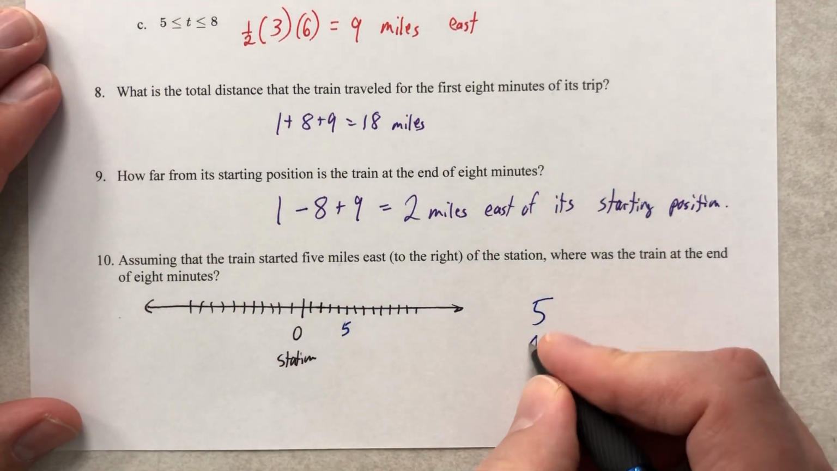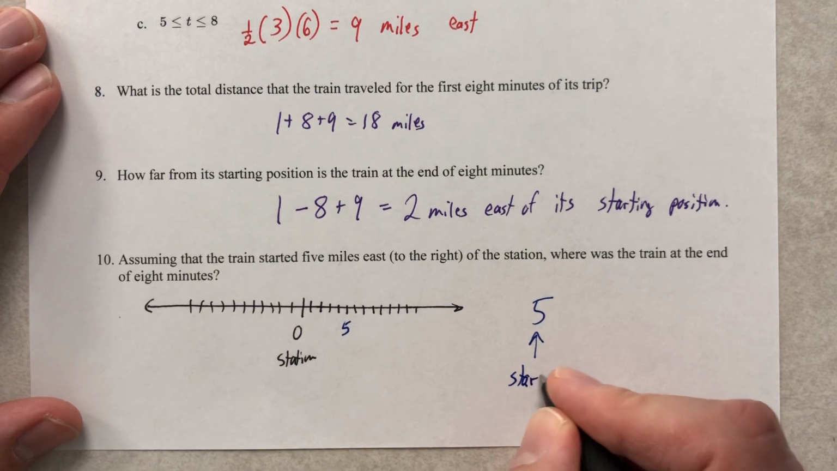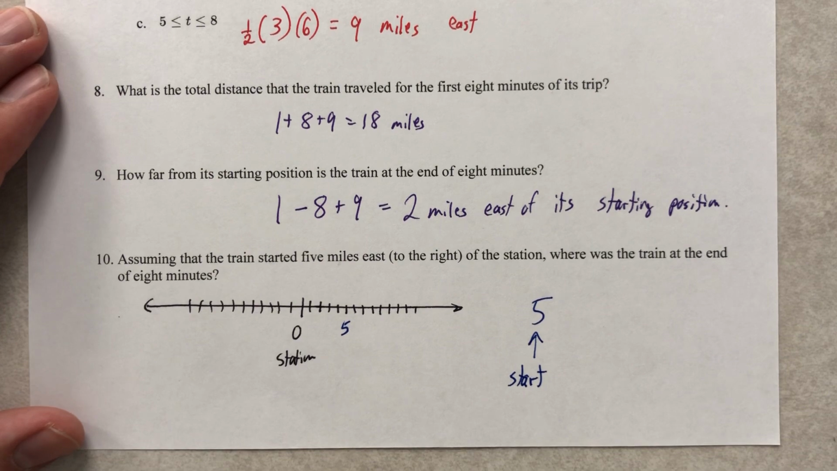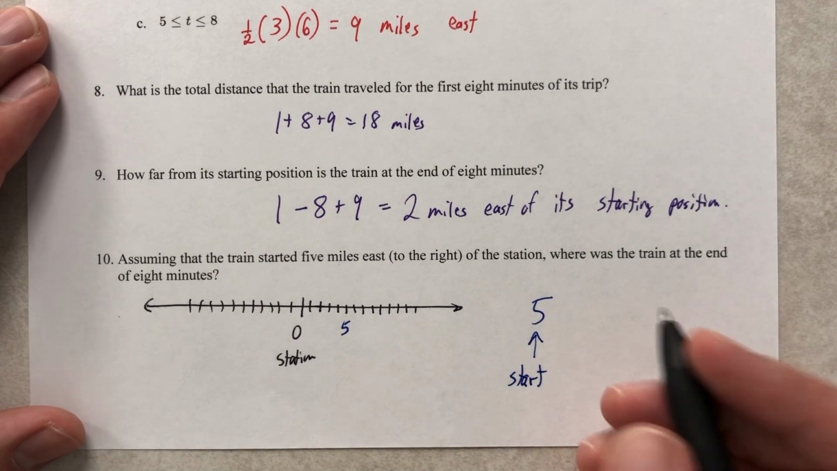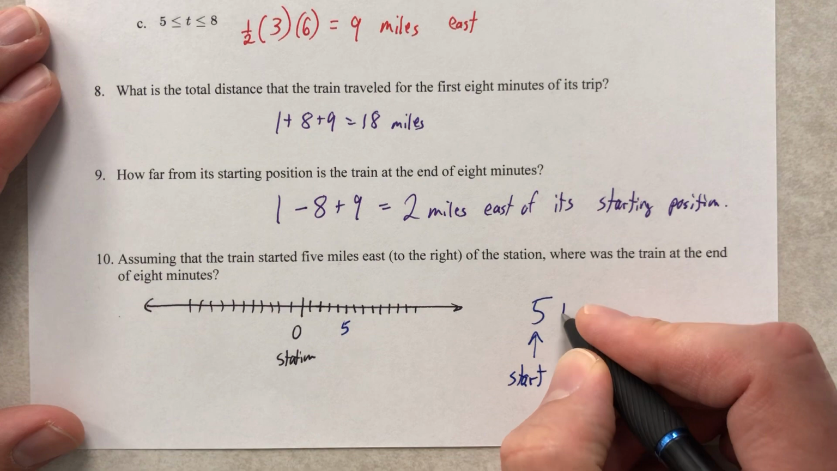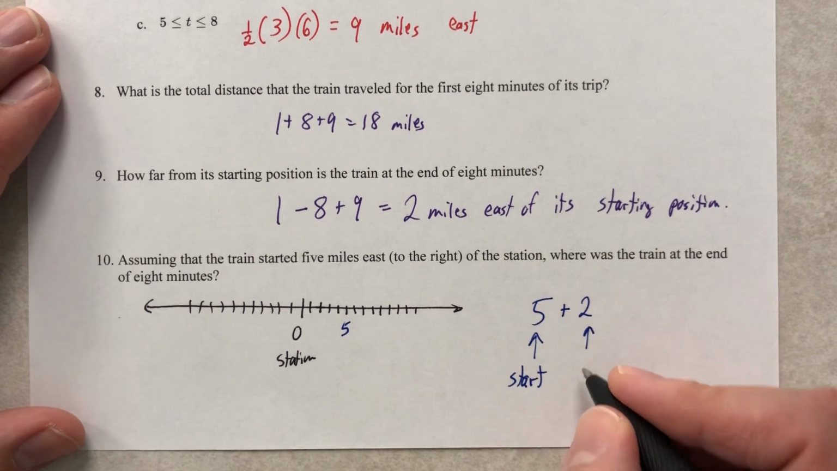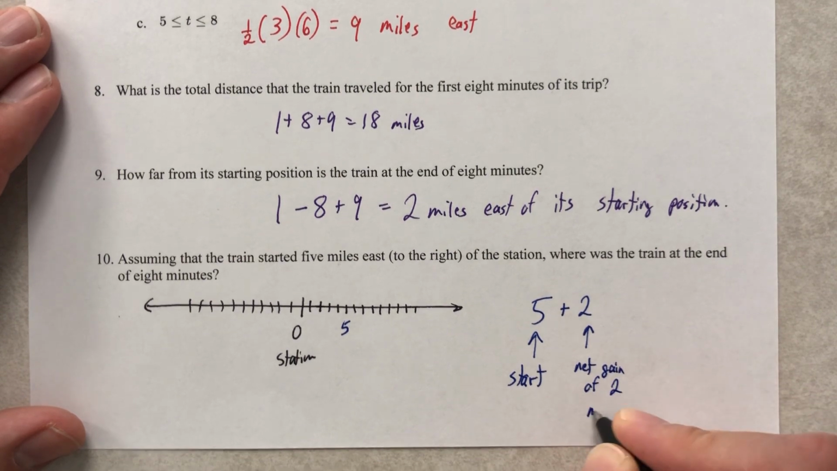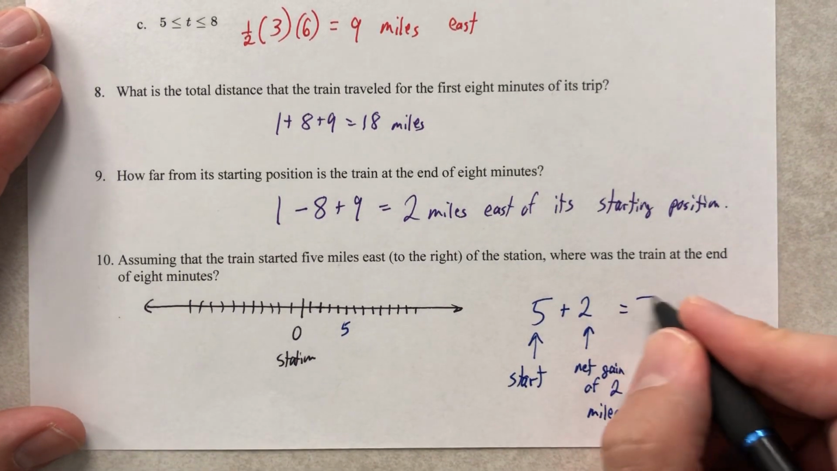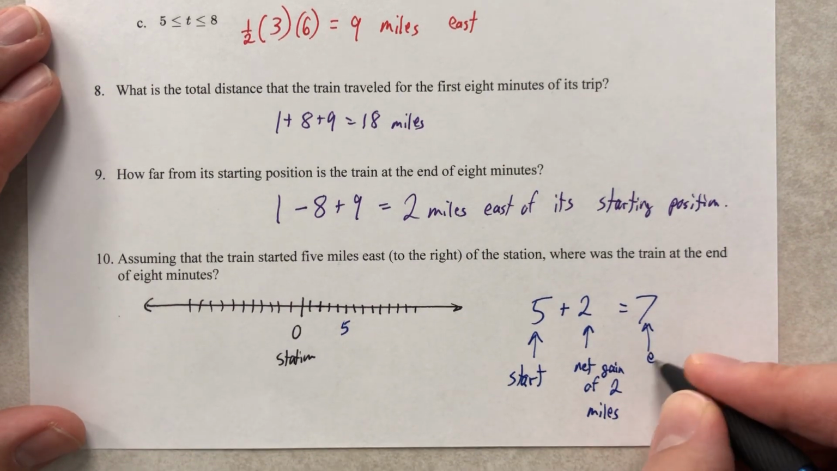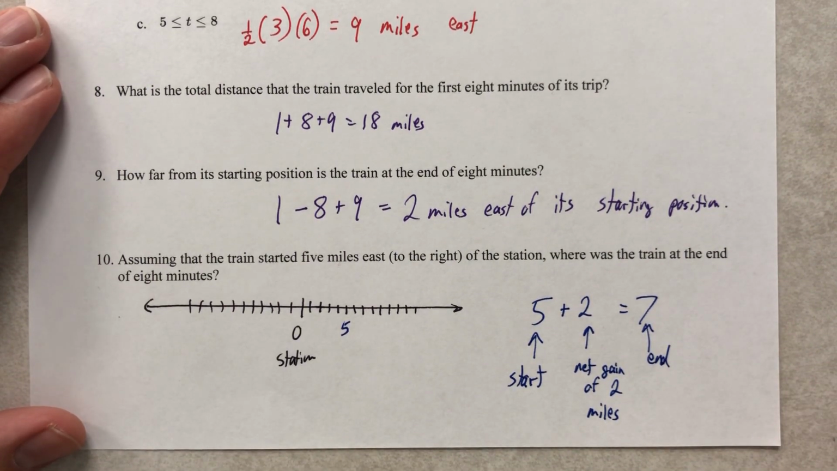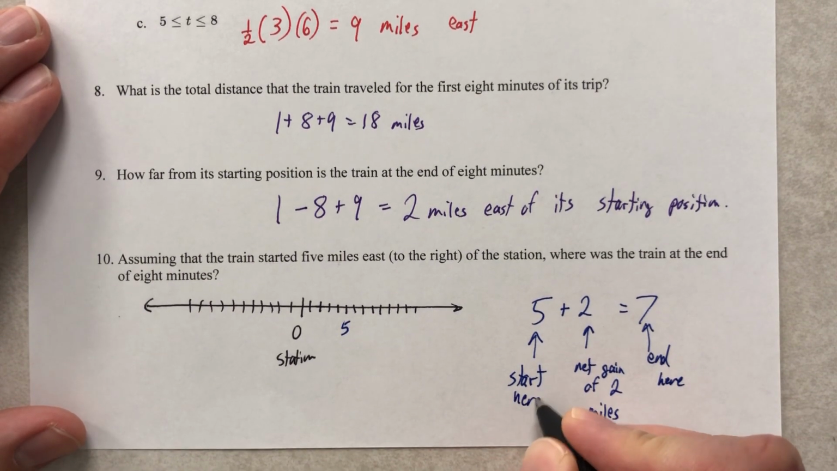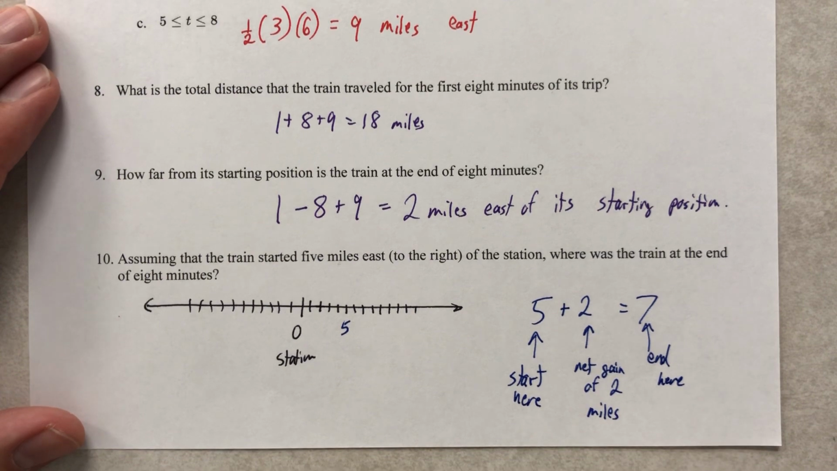This is where we start, and I know you're like, man, I got it. If we don't do this now, then we might miss some of the bigger concepts later when it's more complicated for real. So we start here, and then we had a net gain of 2 miles. And so we end here. I know you know 5 plus 2 is 7. I get it. We start here. We gained 2 miles and we end here.